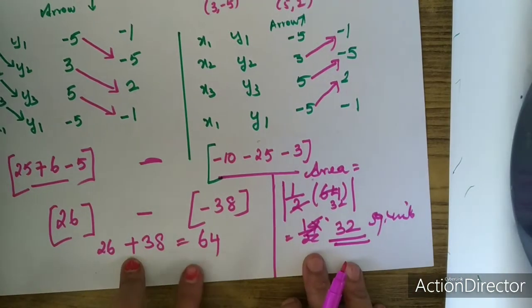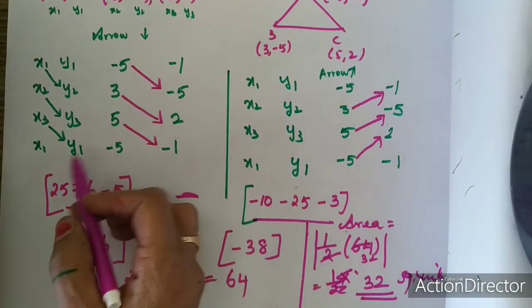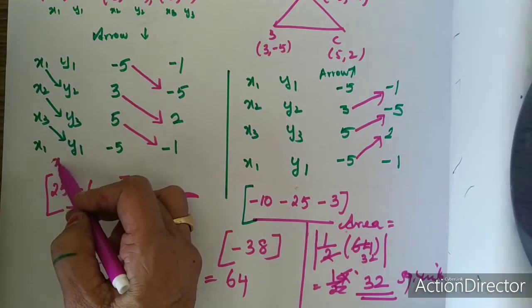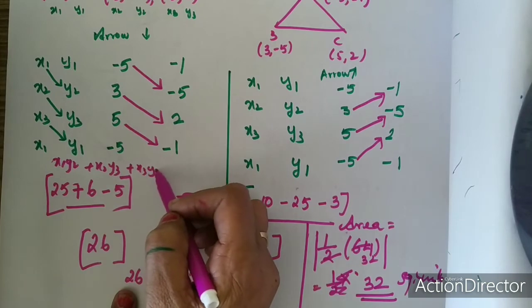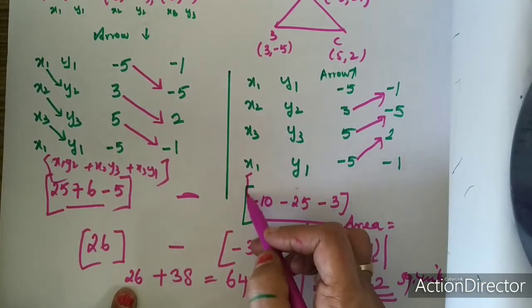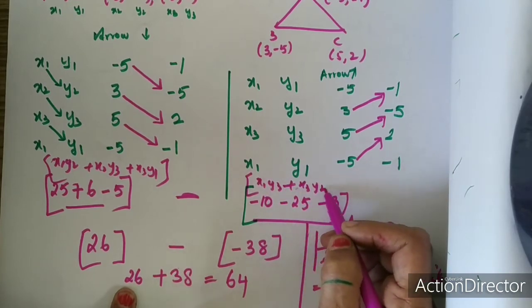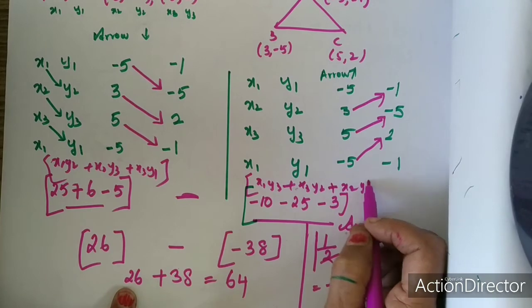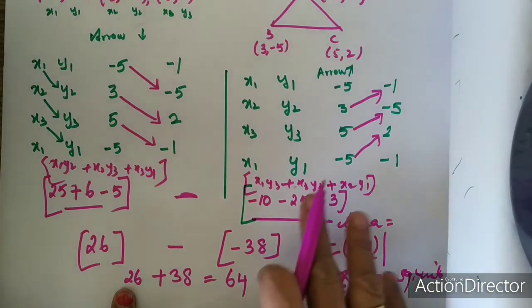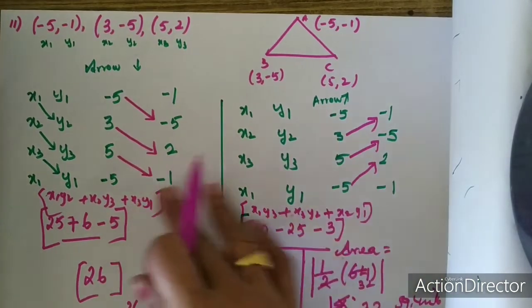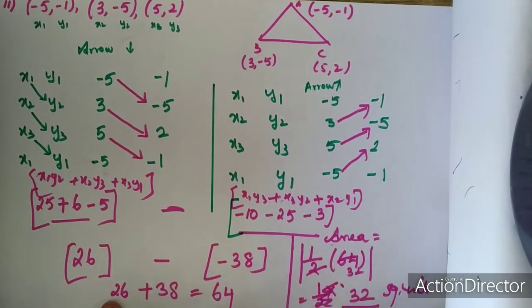Whichever method you feel easy, you can do. You can multiply the formula also and write it over here. If you need to write the formula, you write the formula here: x1 y2 plus x2 y3 plus x3 y1, and here also x1 y3 plus x3 y2 plus x2 y1. So both the formulas you got, and finally you can multiply by half, taking the modulus. This is also one more method. Whichever method you feel easy, you can do. This is the easiest method for remembering the formula.